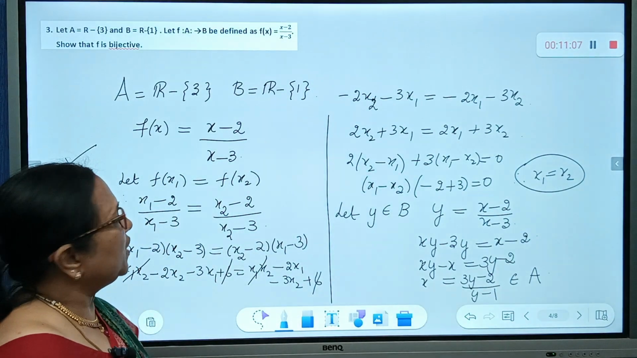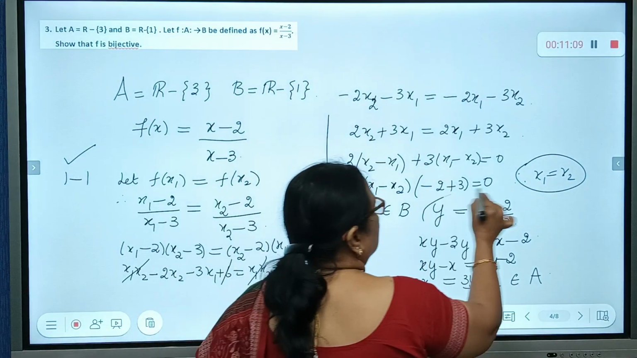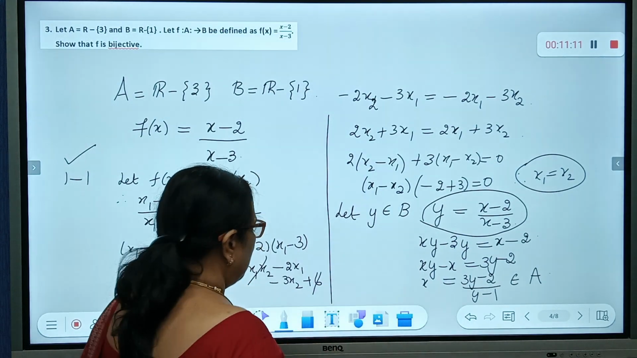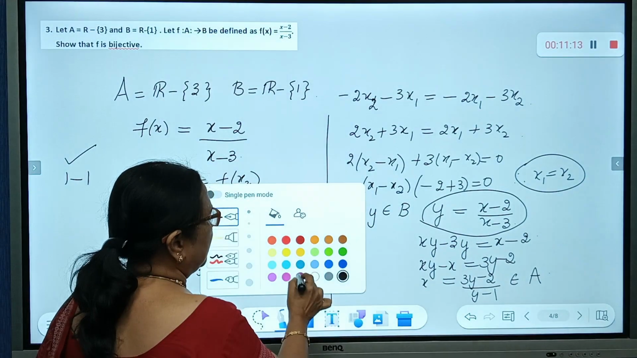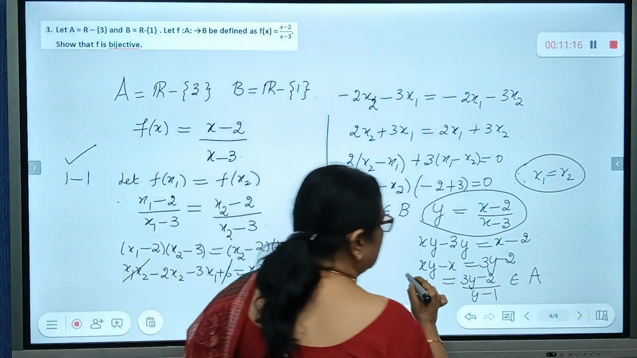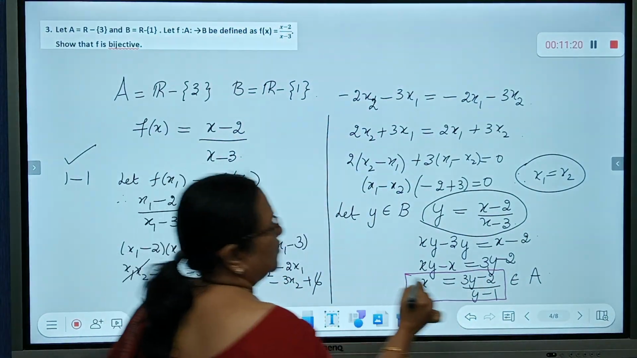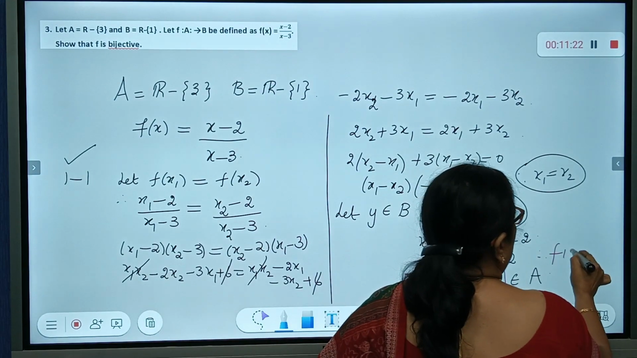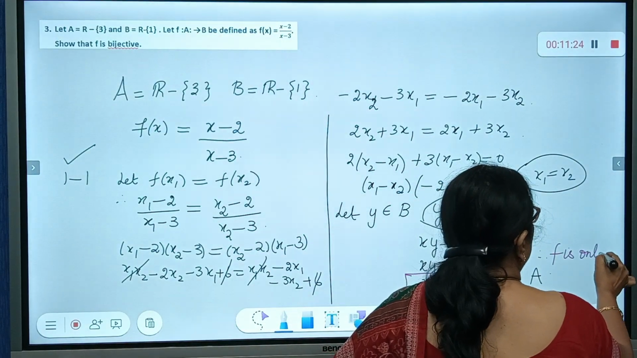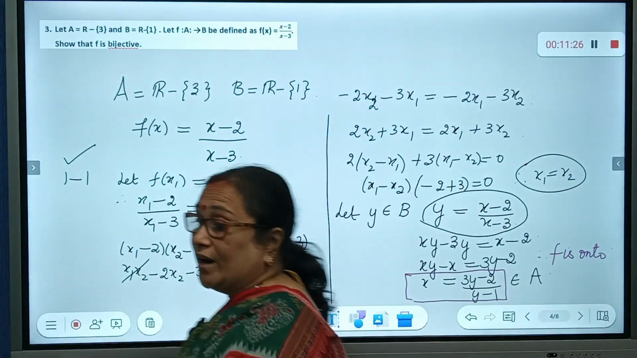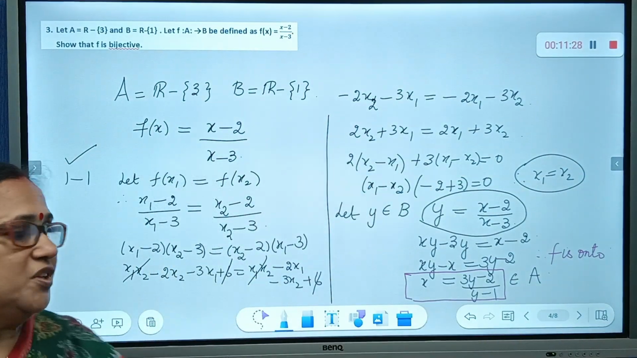Okay. Now, given a y, we have identified a pre-image. What is the pre-image? X is equal to 3y minus 2 by y minus 1. Therefore, f is onto. So f is both 1 to 1 and onto, therefore f is bijective.